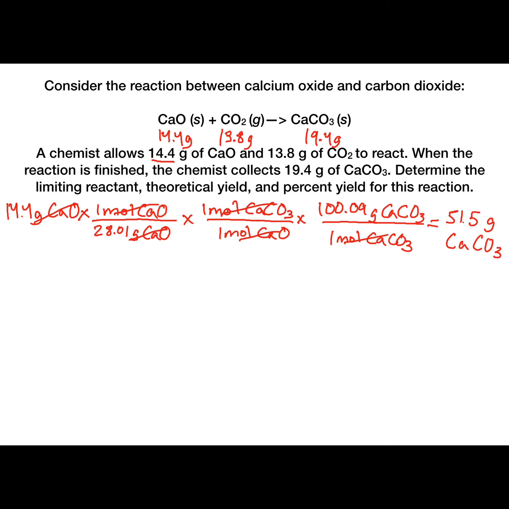Next, we're going to start off with our 13.8 grams of our carbon dioxide, and we're going to see how many grams of calcium carbonate are produced given that amount. So let's start with our 13.8 grams of our carbon dioxide times, so same as before, we need to change this into moles. So for every 1 mole of carbon dioxide, there's 44.01 grams. So 1 mole per 44.01 grams.